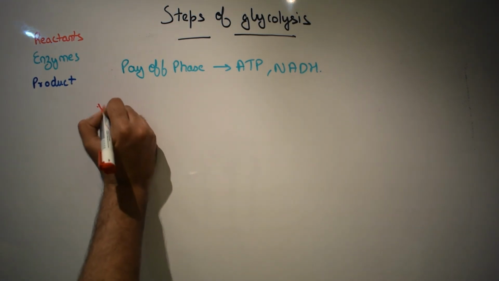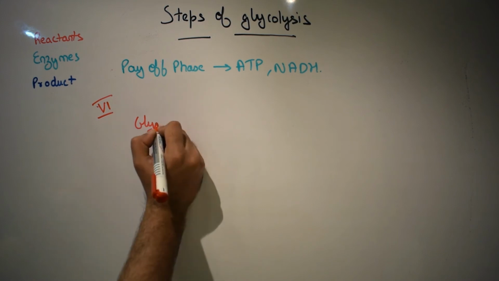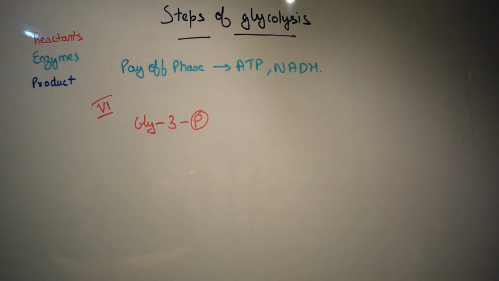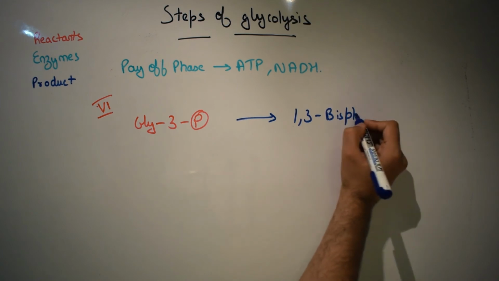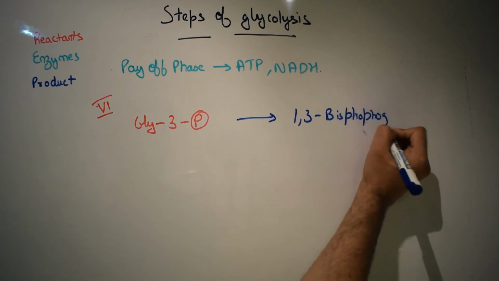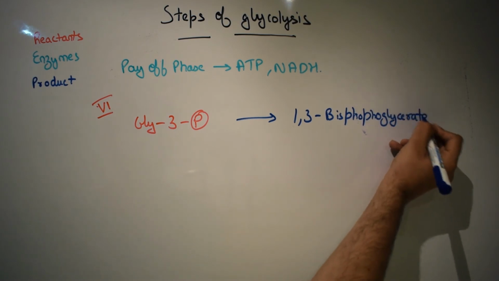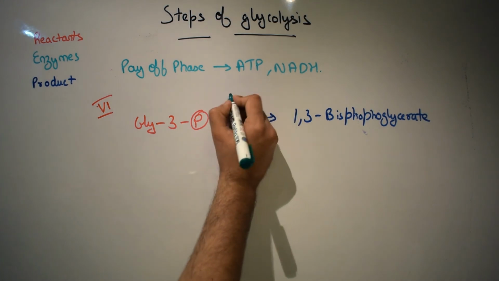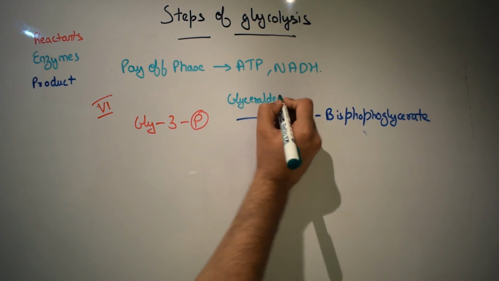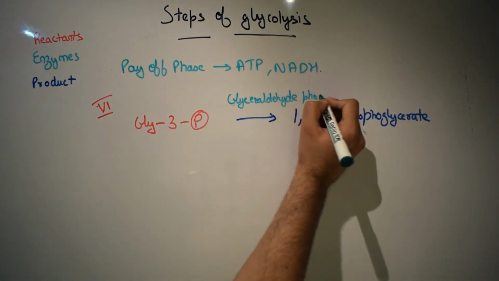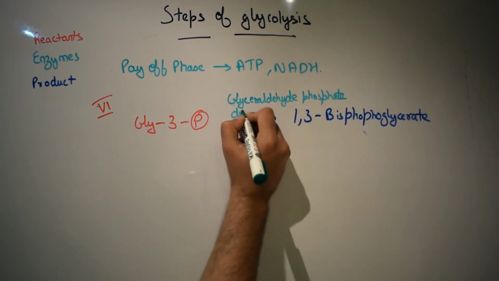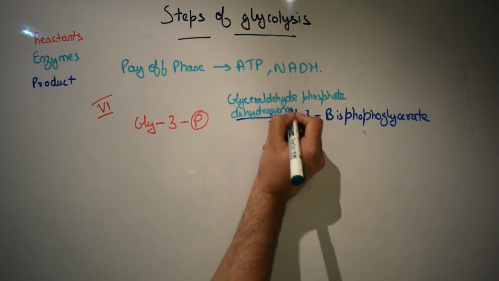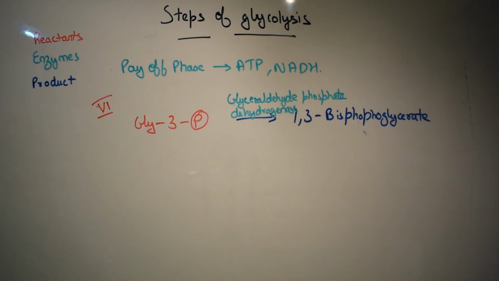So now in the sixth step we have the glyceraldehyde 3-phosphate with us, and by the enzyme glyceraldehyde 3-phosphate dehydrogenase we make 1,3-bisphosphoglycerate. So here we see that we make 1,3-bisphosphoglycerate, and the enzyme that does all the trick is the glyceraldehyde 3-phosphate dehydrogenase. So now we encounter a dehydrogenase, and the dehydrogenases, as we all know, are the oxidoreductases.